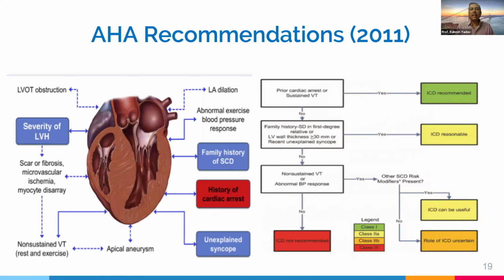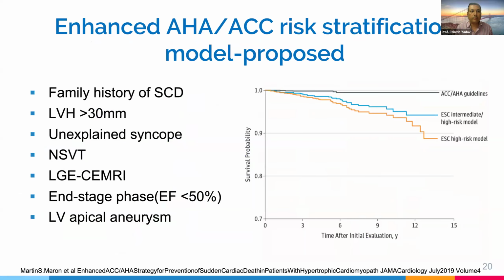Now, in 2011, this was an AHA recommendation. They included LA dilatation, abnormal exercise blood pressure response, family history of sudden cardiac death, history of cardiac arrest, unexplained syncope, severity of LVH, and LVOT obstruction. So these were all included in risk stratification, and accordingly the class 1, class 2, class 3 indications were formed. It was 2011.